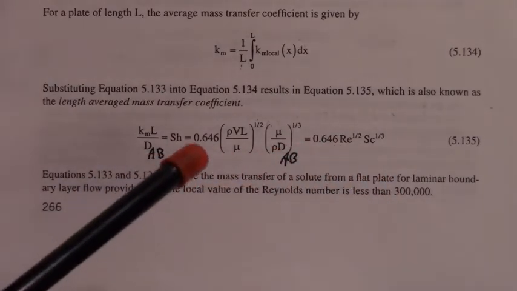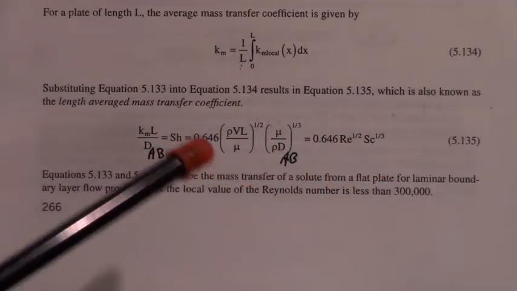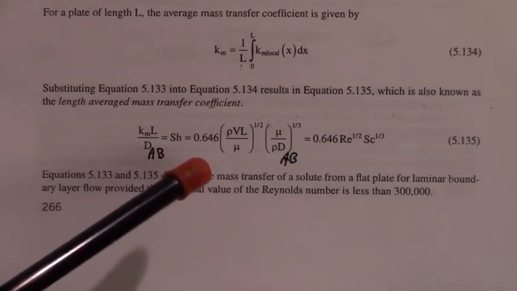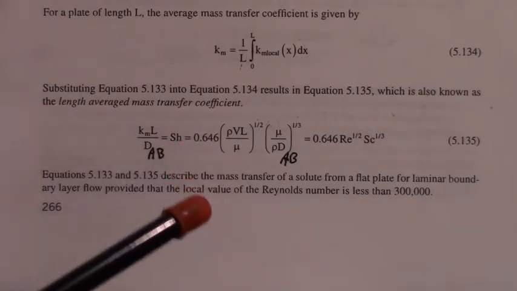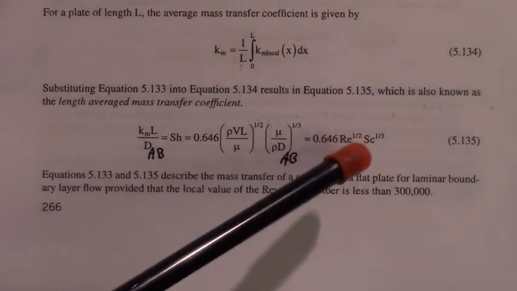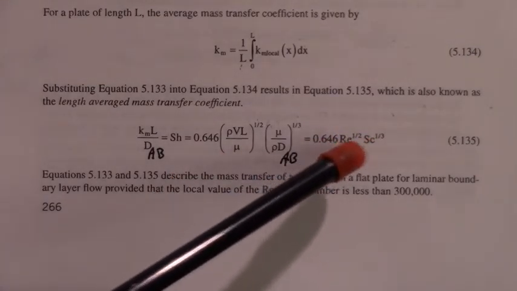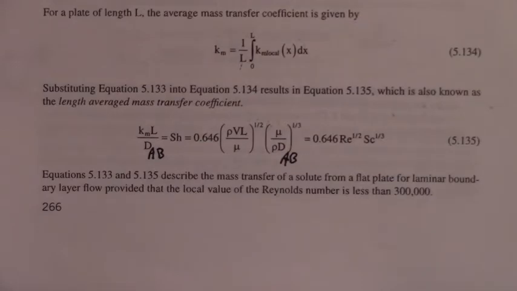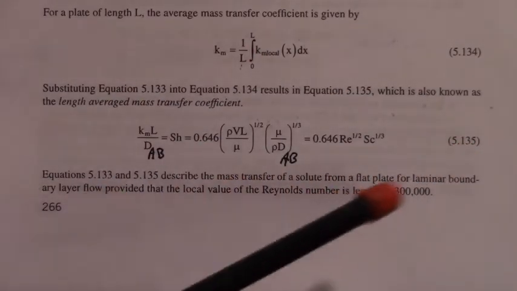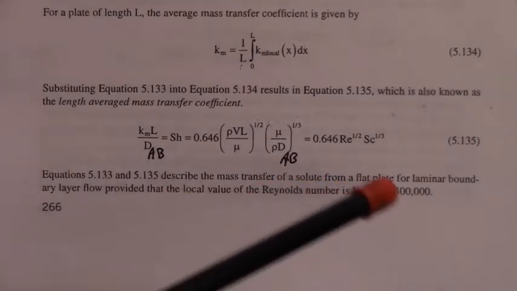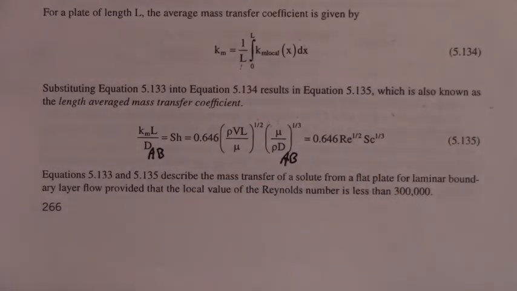You can see that the length average mass transfer coefficient based on the length L, when x is equal to L, is just twice the local value. But you can see the same dependence on the Reynolds number to the 1/2, Schmidt number to the 1/3. And this equation works for laminar boundary layer flow over a flat plate up to a Reynolds number of 300,000. Above 300,000 we transition into turbulent flow.